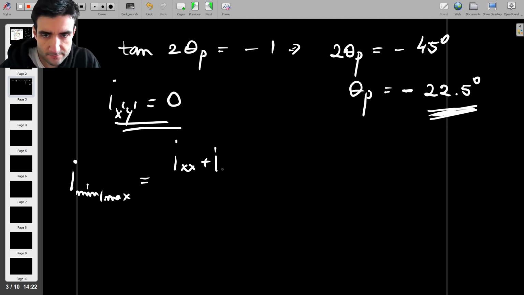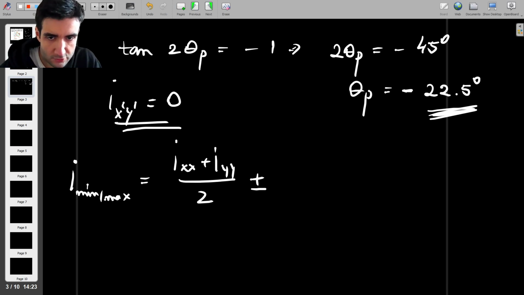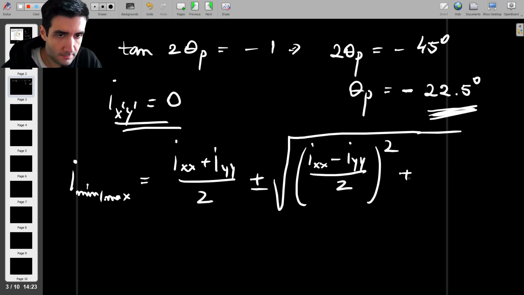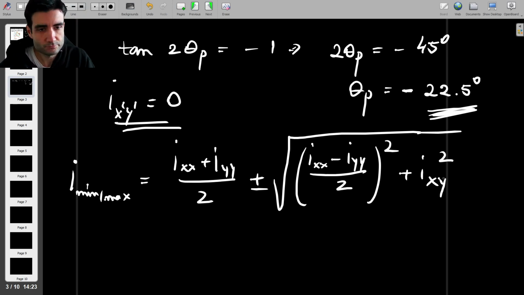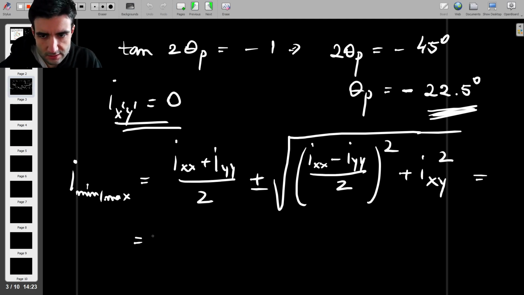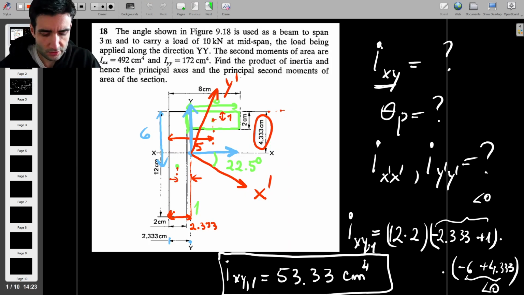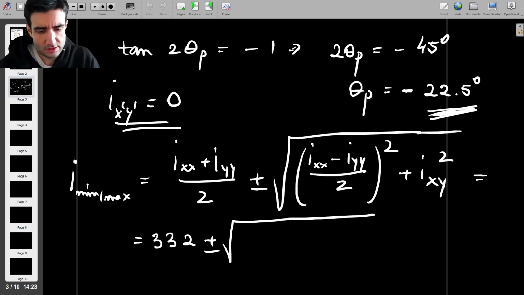So that's IXX plus IYY over 2, and then plus or minus the square root of IXX minus IYY over 2 squared plus IXY squared. And we end up with, so the first one is the mean between the two, so 492 plus 172 divided by 2, so this is 332 plus or minus the square root of, then we subtract one from the other, and we divide by 2, and then we square it. So I'm just doing this step by step.